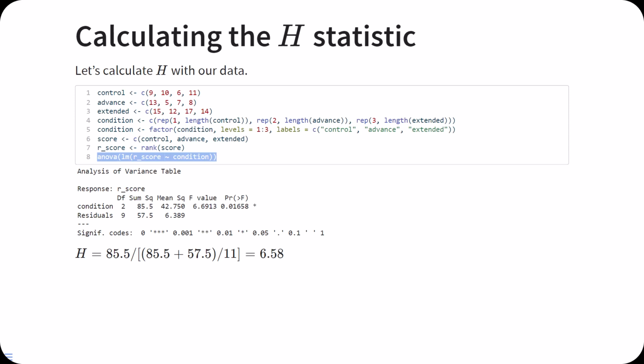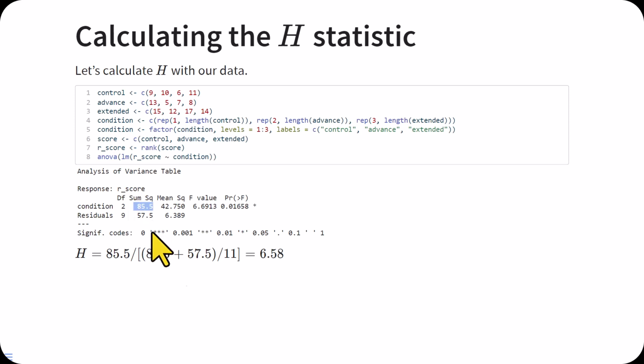If I was writing a function to do this, we can actually save this ANOVA table and extract the sums of squares that way so we don't have to do it by hand. But here I'm just doing it by hand. The sum of squares for the between groups is 85.5.